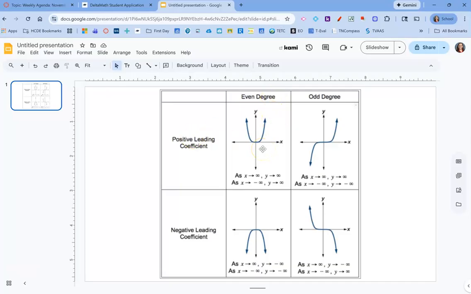And then you go through the rest, like odd degree, positive leading coefficient. On the left side, it's pointing down or negative infinity. And on the right side, it's pointing up or positive infinity. So this is the end behavior chart. This is basically the 4 possible answers for end behavior, written in a chart form that you may want to jot down for your notes.